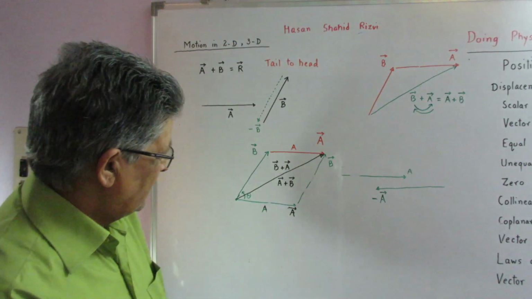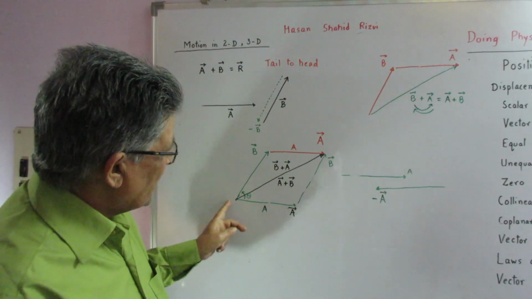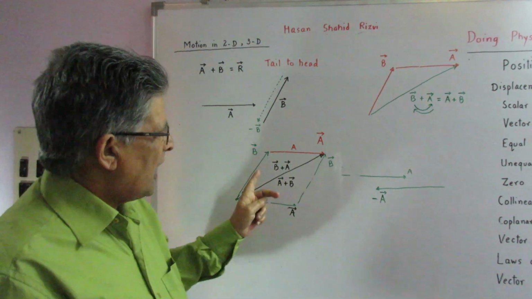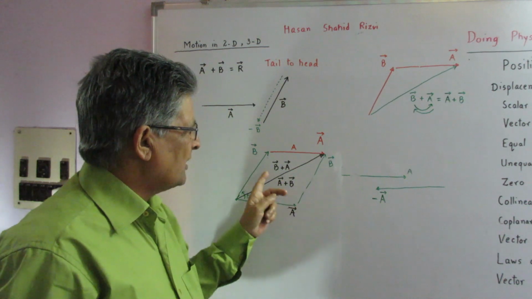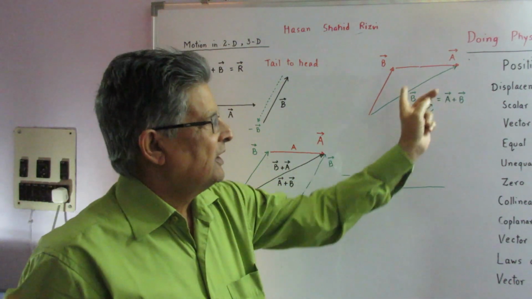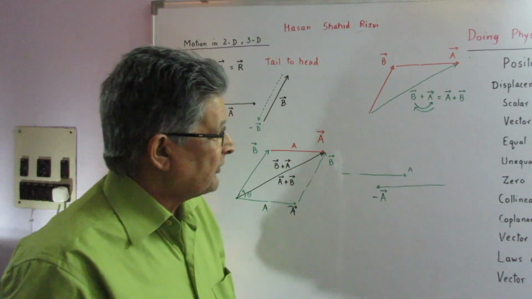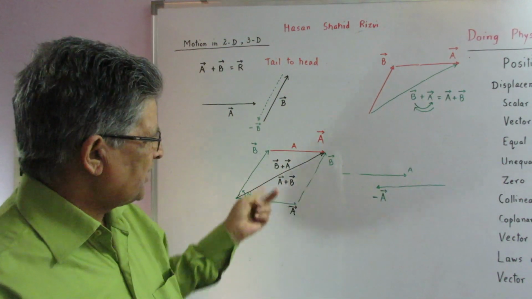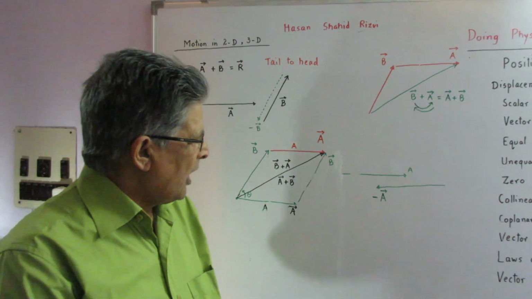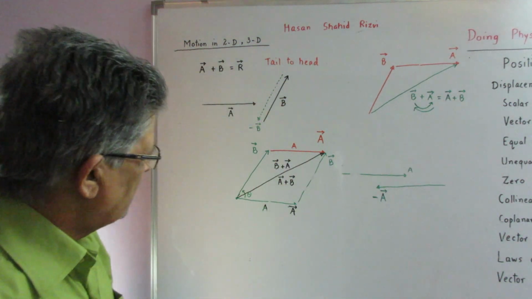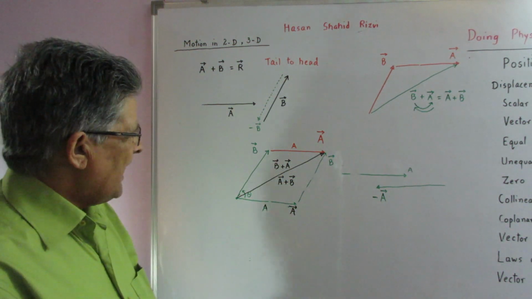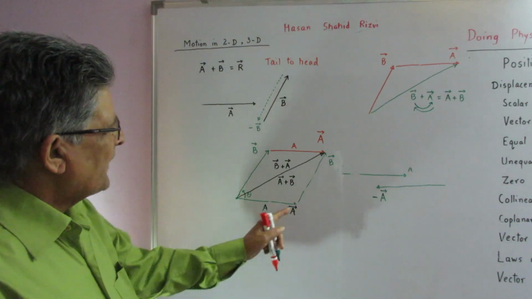So you can see that in using this parallelogram procedure to obtain the vector A plus B or vector B plus A, which are equal to each other, we established that the commutative law, where we can exchange the position of the two vectors, is valid.